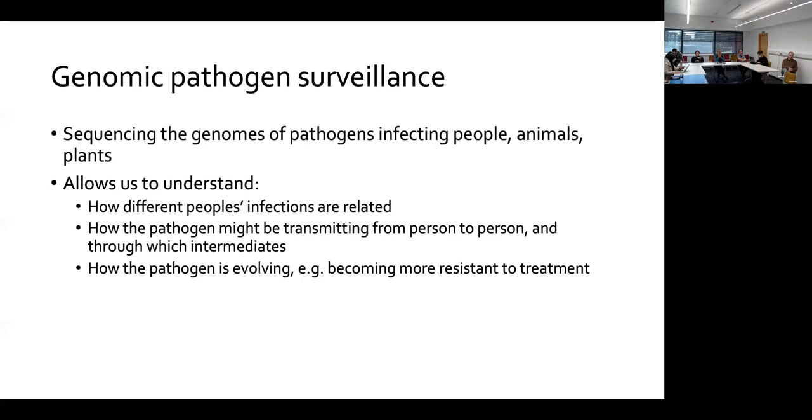Is it becoming more resistant to treatment? Is it starting to cause a more severe form of disease? So this is information that we can get from genomic data.